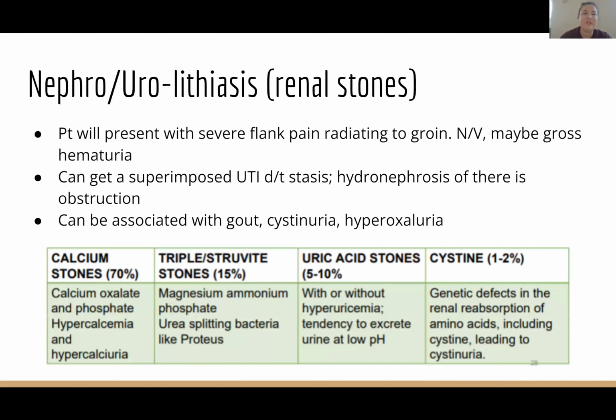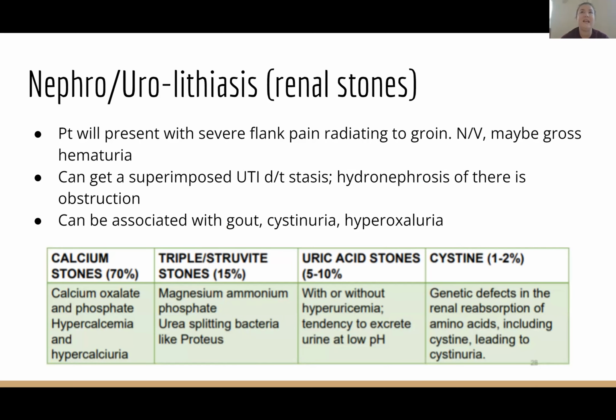And then renal stones. This is also a very classic presentation. Severe flank pain radiating to the groin. Why is it radiating to the groin? Well, because the nerve fibers are along the same path. Nausea, vomiting. Nausea and vomiting are because of the pain, because the pain can be so bad.